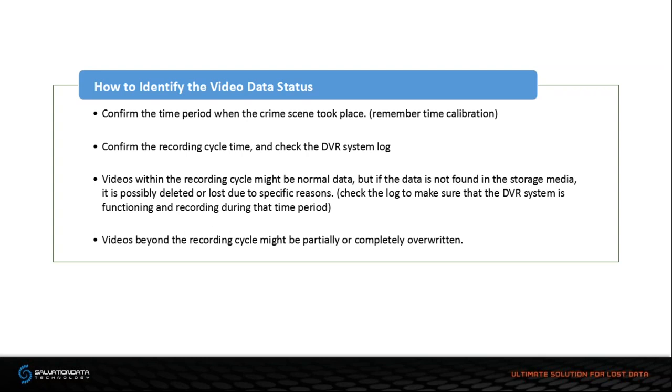Videos within the recording cycle might be normal data, but if the data is not found in the storage media, it is possibly deleted or lost due to specific reasons. Check this log to make sure that the DVR system is functioning and recording during that time period. Videos beyond the recording cycle might be partially or completely overwritten.